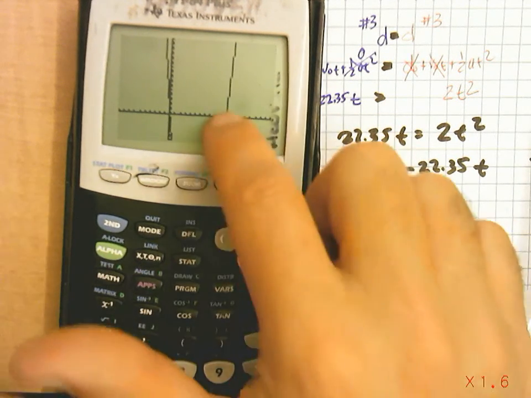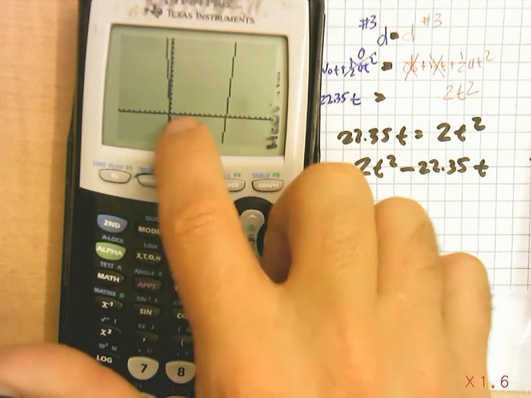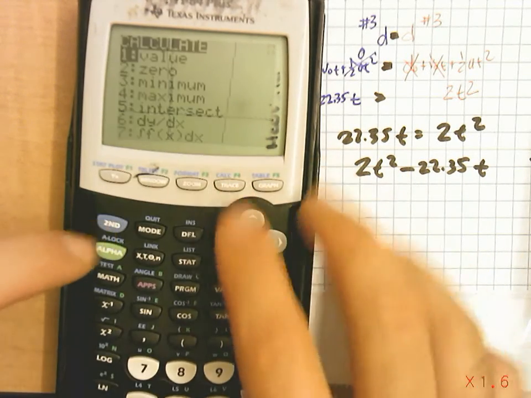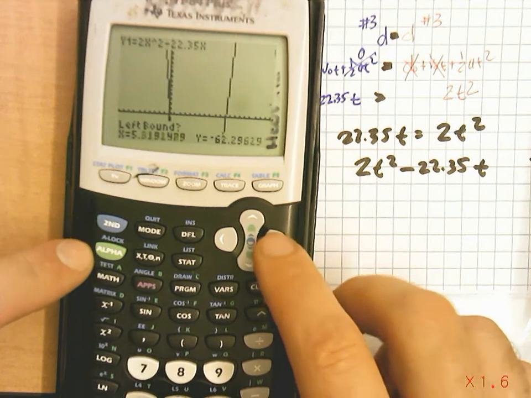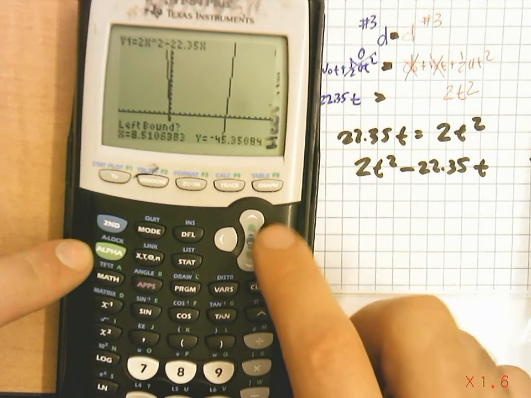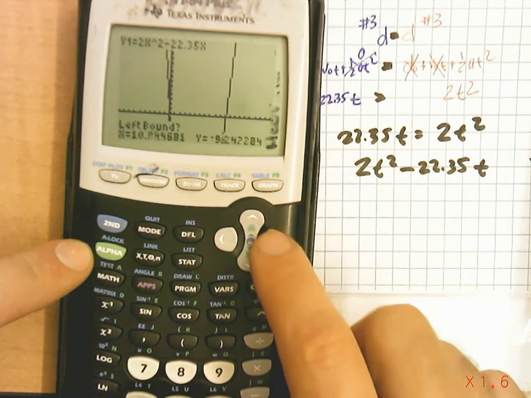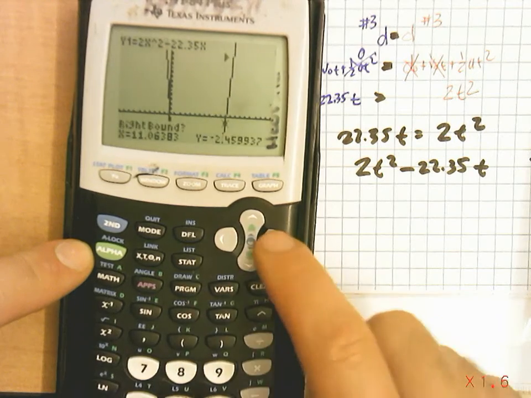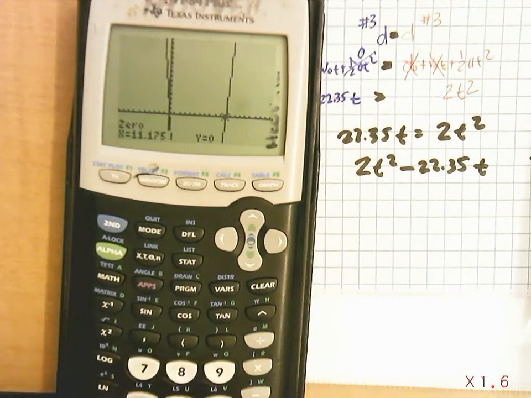So when it crosses the 0 here is the second time they have the same position. The first time is 0, right? Don't forget you get 2 answers for this: 0 and something else. So I'm coming up here to do my left boundary, which is just below it, and then my right boundary, which is just above it.